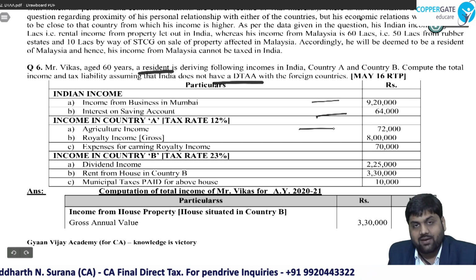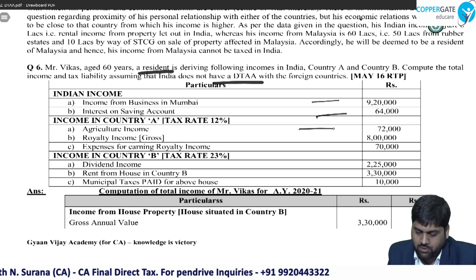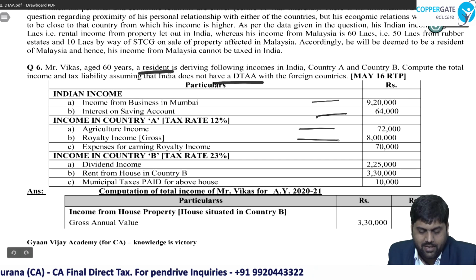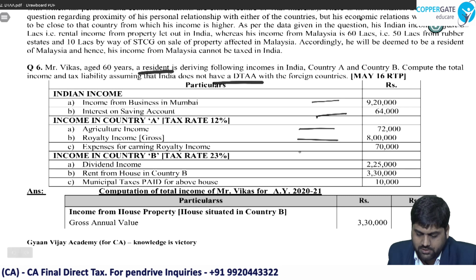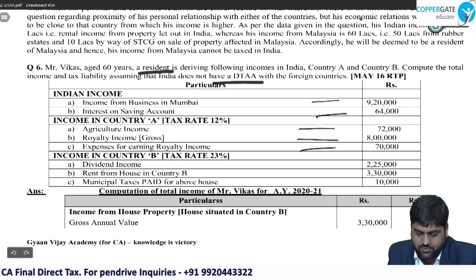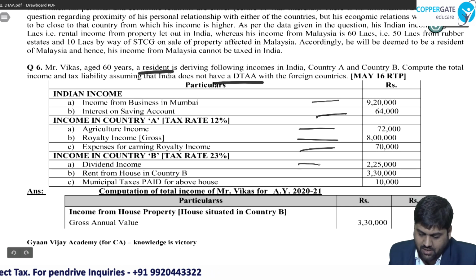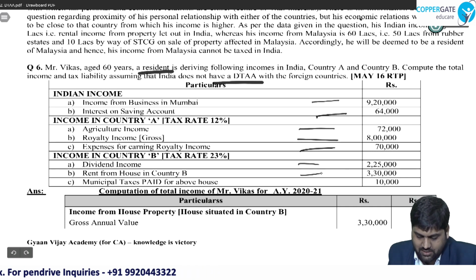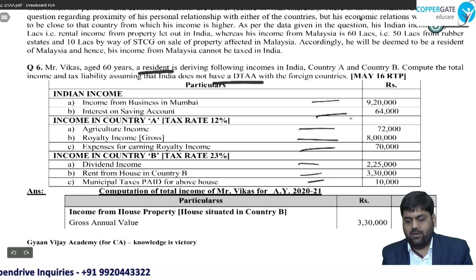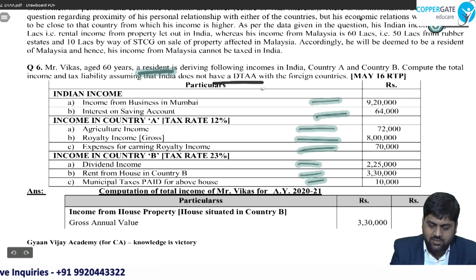From country A, where the tax rate is 12%: 72,000 agriculture income, and 8 lakh rupees royalty gross, with expense for that 70,000. Country B, tax rate 23%: dividend income of 225, rent received 330, and municipal tax paid 10,000. That's it, question is over.